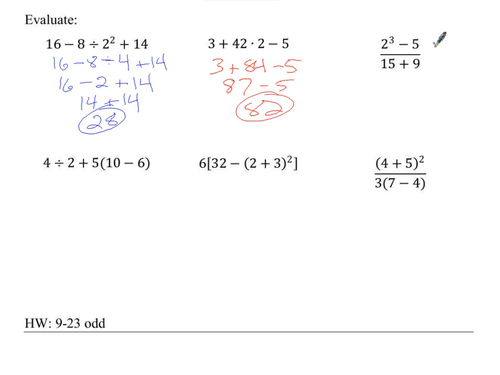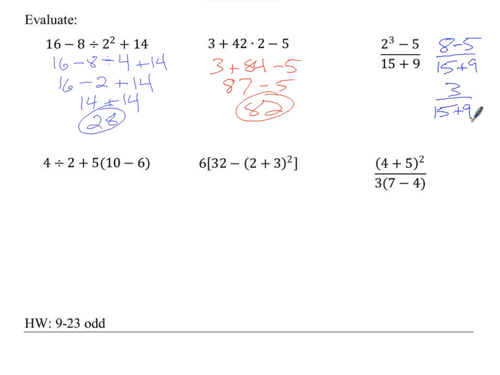Inside that group, do we have any new grouping symbols to talk about? No. So we move on to exponents. Do we have any exponents to talk about? Yes. So we're going to write down what? 2 times 2 times 2 is 8. So we have 8 minus 5 divided by 15 plus 9. Okay, so we're still in that top group because there's still more stuff to do. What do we get in that top group? 8 minus 5 is 3. Divided by 15 plus 9.